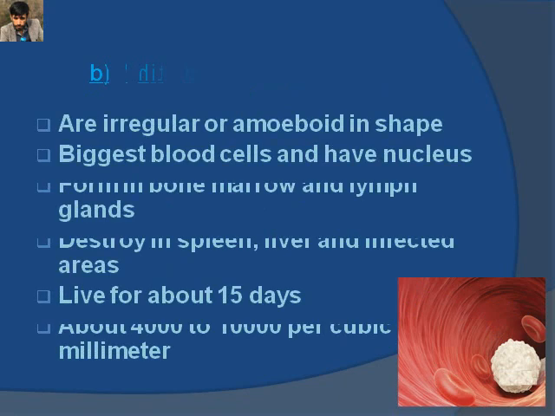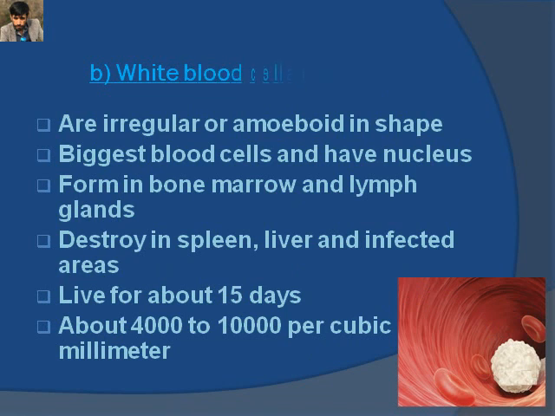WBC are the blood cells having irregular and changeable shape like amoeba. They have nucleus and are the biggest blood cells. They are also found in bone marrow and destroyed in spleen and liver. They are formed in lymph glands too. They live only for about 15 days and count about 4,000 to 10,000 in number in 1 cubic millimeter of blood.